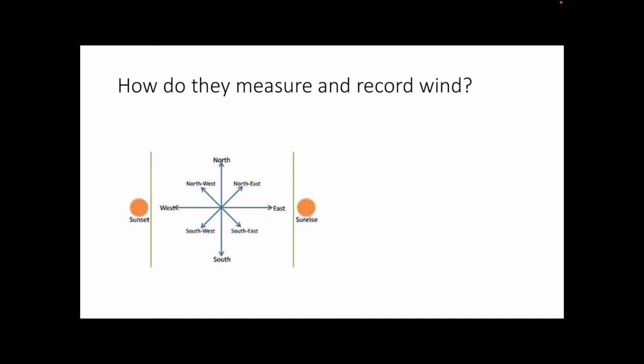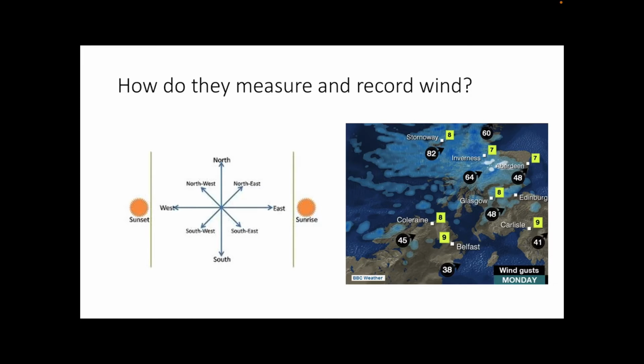And if it's between north and east, then we call it northeast. If it's between south and east, we call it southeast. If it's between south and west, we call it southwest. And if it's between west and north, we call it northwest.